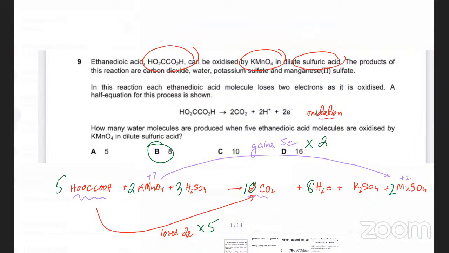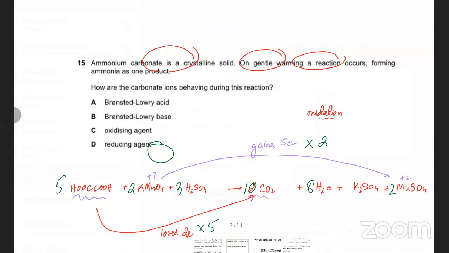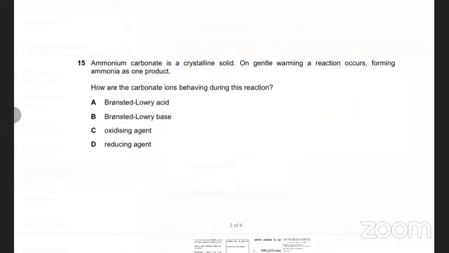Let's get to the next one. Ammonium carbonate is a crystalline solid. On gentle warming, a reaction occurs forming ammonia as one of the products. How are the carbonate ions behaving during the reaction?